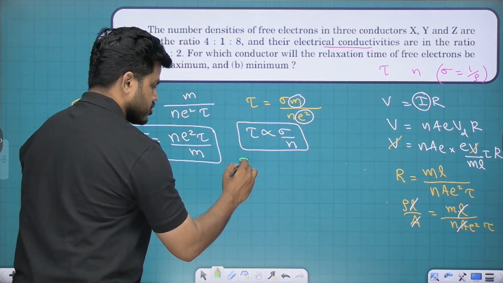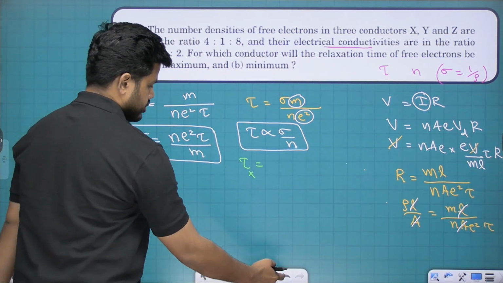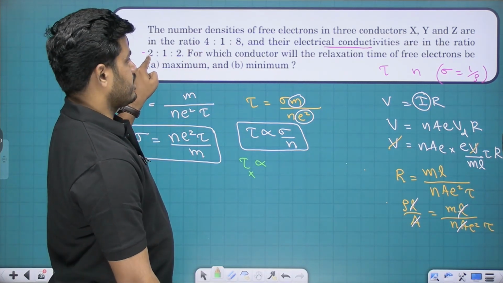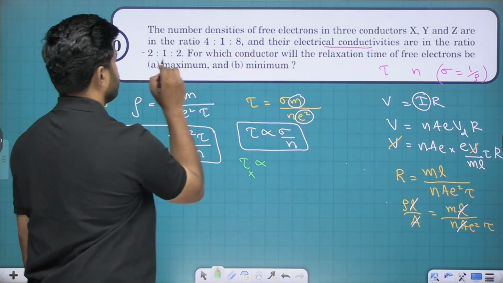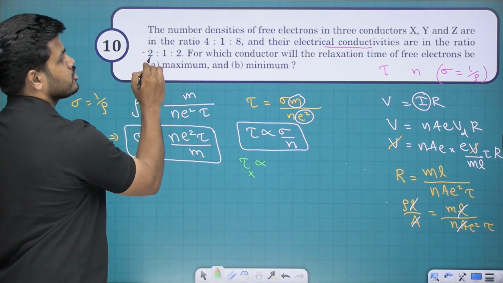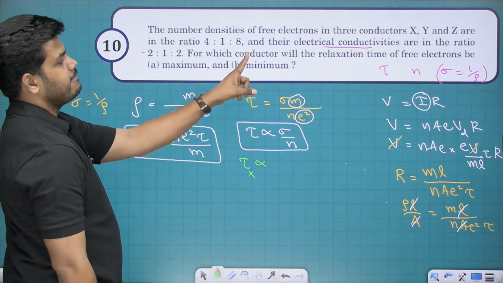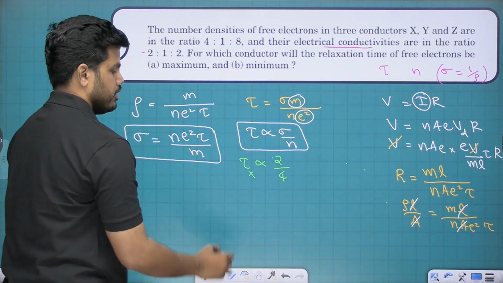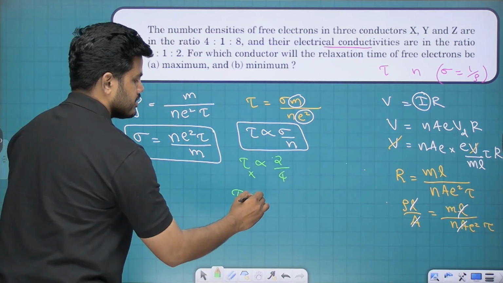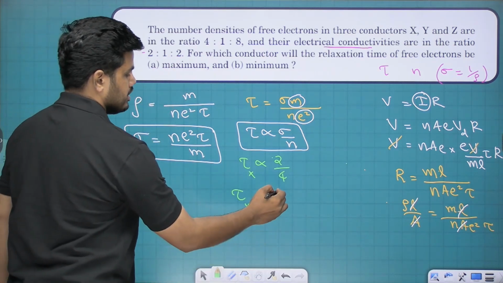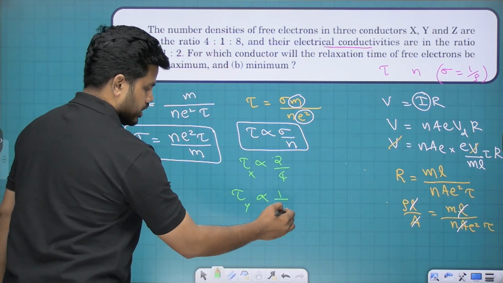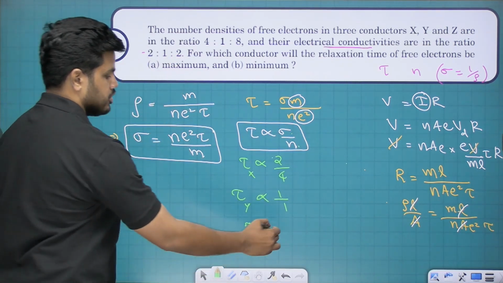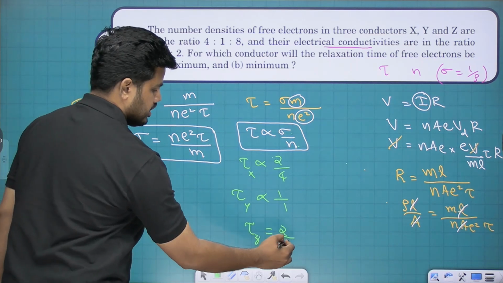What about the relaxation time of X? It is proportional to the sigma ratio, which is the second one, electrical conductivity ratio 2, divided by the number density, 4 for the first one. So tau of X is proportional to 2 by 4. What is tau of Y? It is proportional to 1 divided by 1. And what about Z? Sigma is 2, and the n ratio is going to be 8.